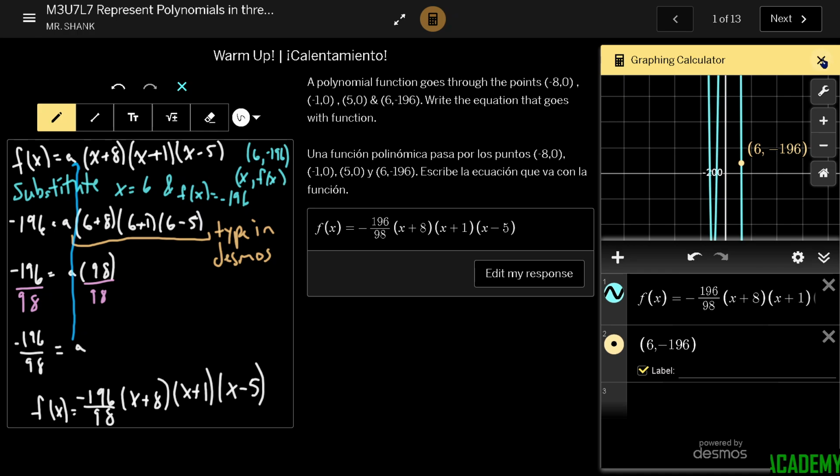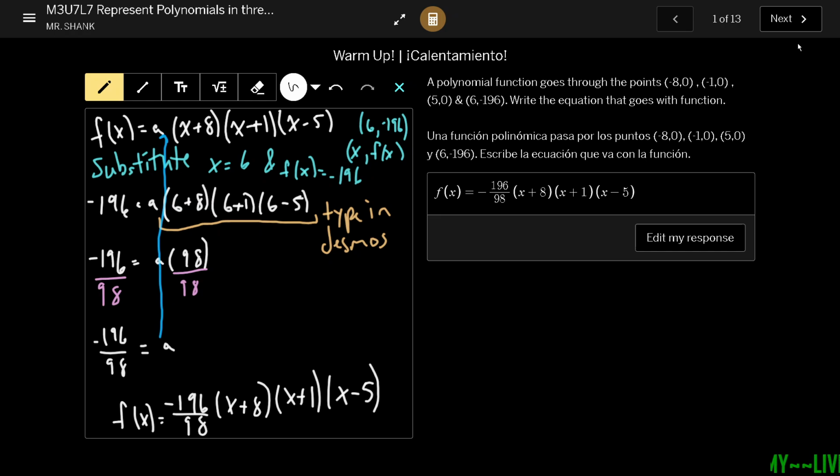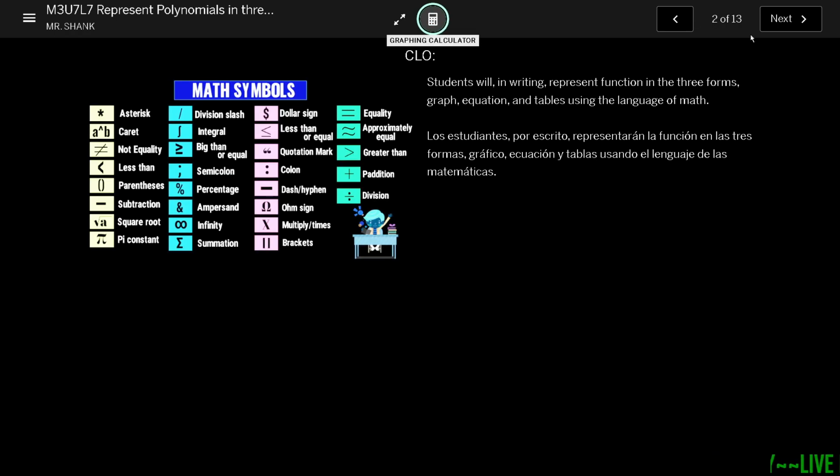and make sure you're just checking on the graph to make sure that you have your correct points. Make sure it goes through that, mainly that extra point, because that's the point that we had to use to solve for it. Okay, now that we have our function, we're good with that. So that's what we're practicing.